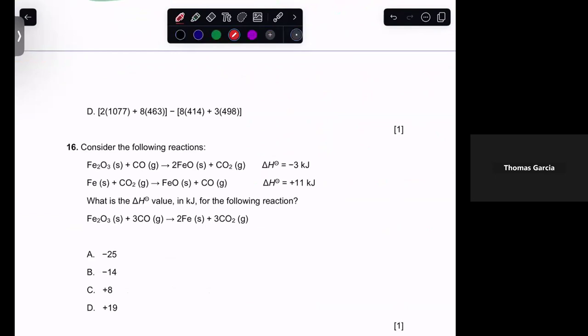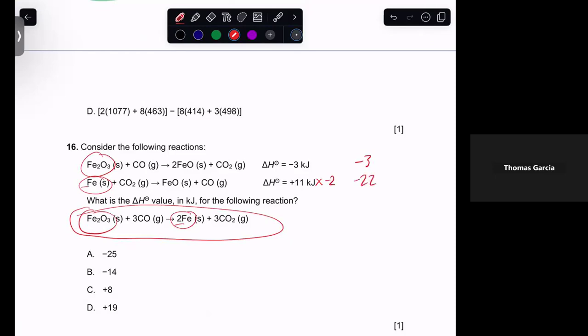All right. 16, consider the following reactions. We have iron oxide plus carbon monoxide, and iron plus carbon dioxide, and we are producing this equation down below. I see iron oxide on the reactant side. That's good. No changes needed. So we'll keep our -3. Then I see iron on the reactants and iron on the product, so I'm going to need to flip it. In addition, I need to multiply by 2, so times a -2. So I'll have -22. -3 plus -22 is -25 for a final answer of A.